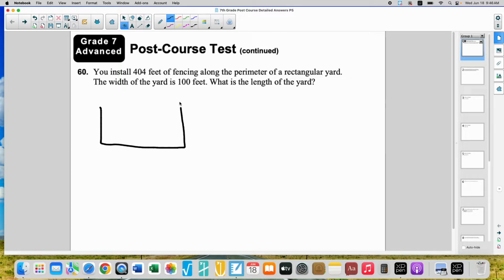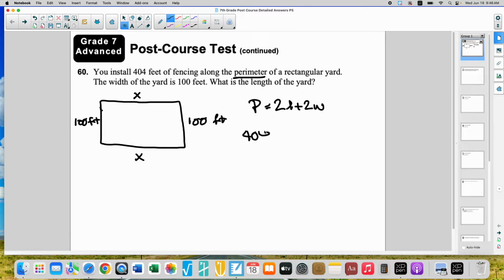So we have this rectangle and the width is 100 feet. That means this distance is also 100 feet. We don't know what the length is, and the length is here. And it says you install around the perimeter. So perimeter equals 2L plus 2W. Now let's substitute. We know the perimeter is 404. We don't know what the length is, but we do know what the width is.